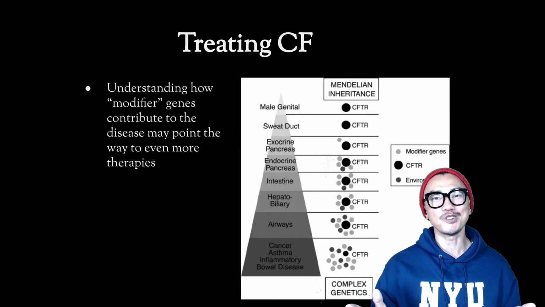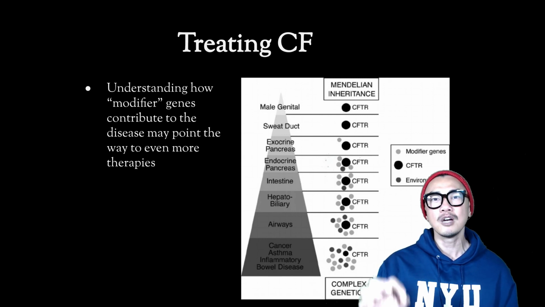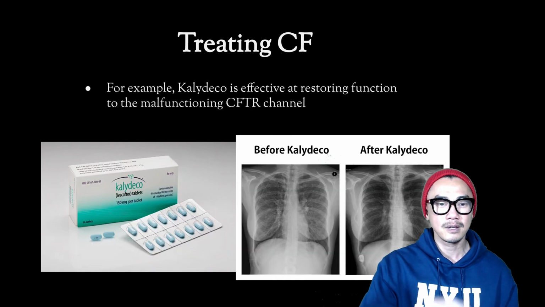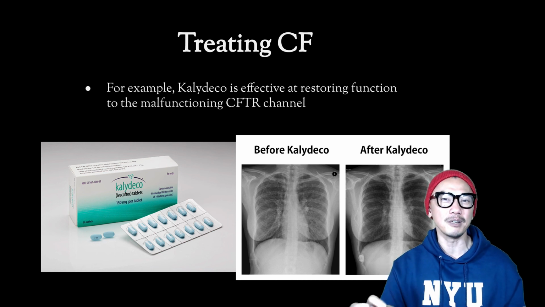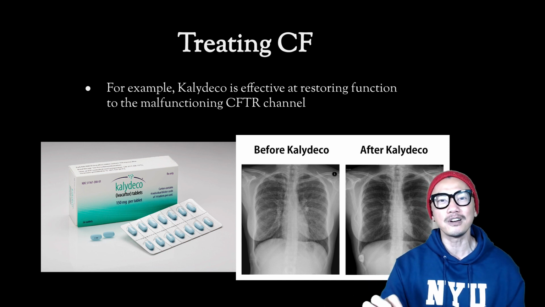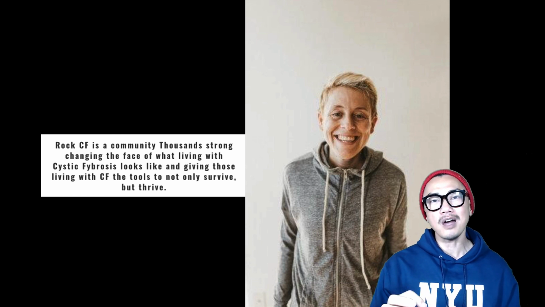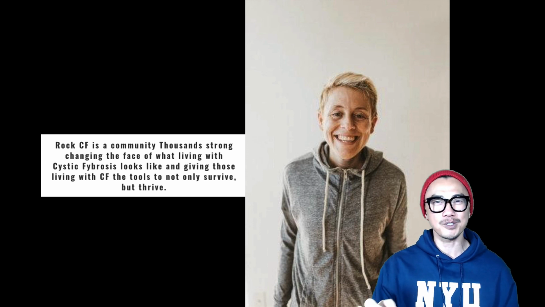Understanding how modifier genes like TGF-beta 1 contribute to cystic fibrosis will help us develop better therapies for the condition. Because of our better understanding of cystic fibrosis, we've been able to develop drugs like Kalydeco that are effective at restoring function to the malfunctioning CFTR protein channels. Emily Schaller is alive and well today. She is the head of a nonprofit called RockCF, whose goal is to help people live and thrive with cystic fibrosis.